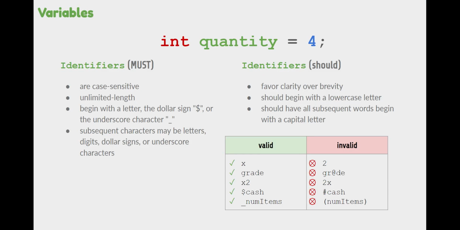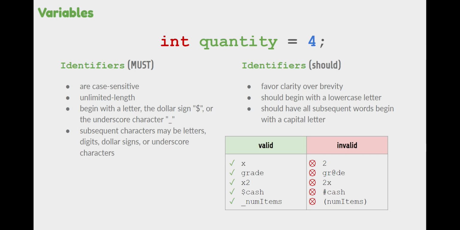Now, when we label our variables, when we give them a name or an identifier, there are some rules for those identifiers. There are some musts that we need to follow, and there are some shoulds that we should follow. The musts: variables are case sensitive. So if you name a variable with a lowercase x, it's a different variable than a variable with a name of a capital X. Variable names are unlimited in length. You could have a variable name as long as you want, as long as it begins with a letter, the $ sign, or the underscore character. That's it. It can't start with a number and it can't start with any other symbol.